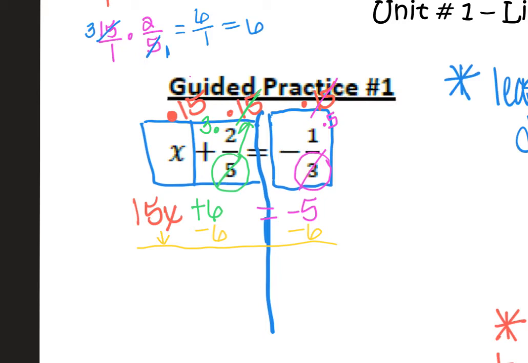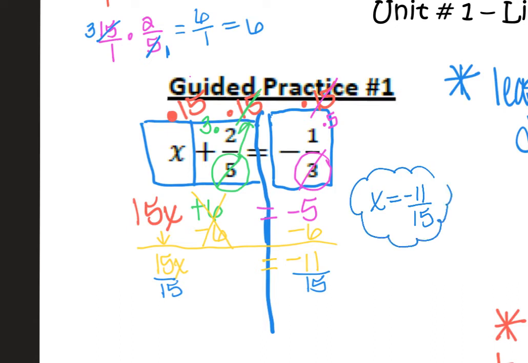We're going to bring down the 15x. 6 positives and 6 negatives, they equal 0, so they just cancel out. -5 and -6 is -11. And when you solve equations, the last step that you do should always be to solve by dividing. So I'm going to divide both sides by 15. So x is equal to -11/15. Okay? Let's try another one.